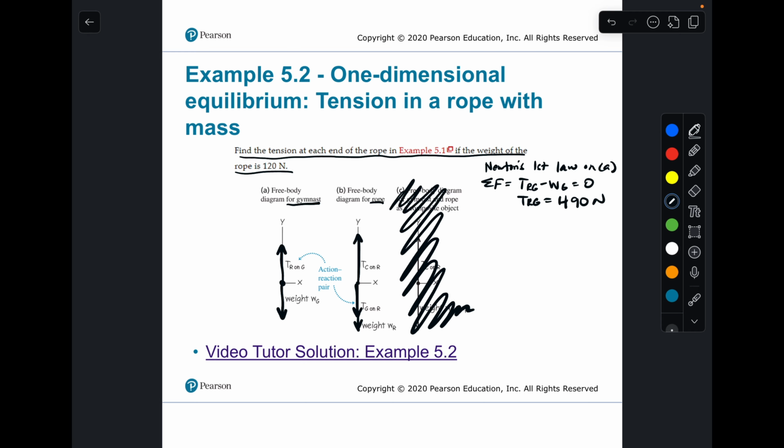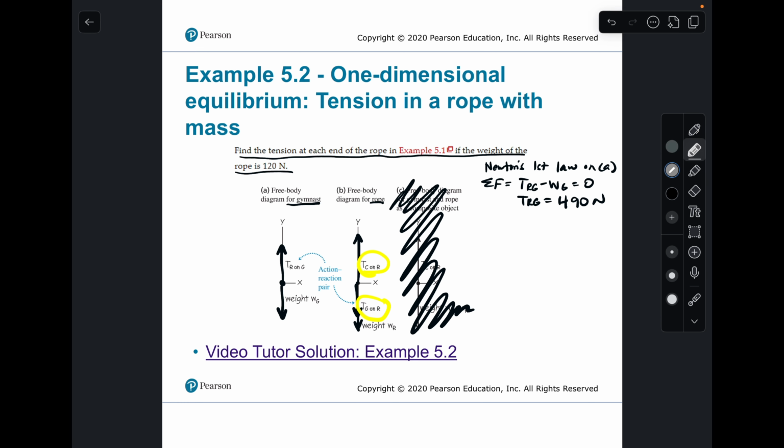Now, what is the question asking us to solve? It's asking us to solve for these two, right? The tension at the top and the bottom of the rope, at each end of the rope. So it's asking for the tension force, which is the force of the ceiling on the rope, and the tension force pointing down, which is the force of the gymnast on the rope. So we need to solve for those two.